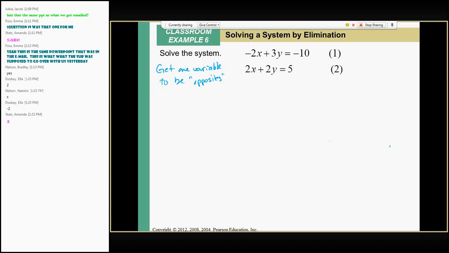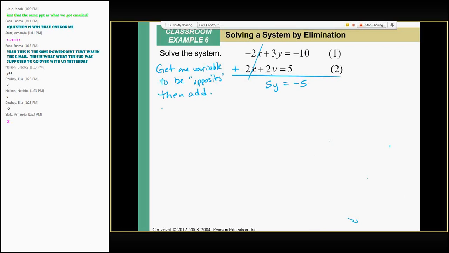So then what you do, and a lot of people like elimination, is you add straight down. Once you get them to be opposites, then add. And you want to line them up, okay? And the reason why you want to line them up, look what happens. Those will go away. 3y plus 2y is 5y, and negative 10 plus 5 is negative 5.